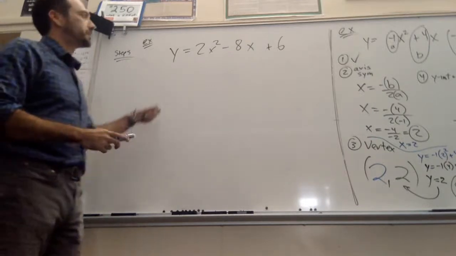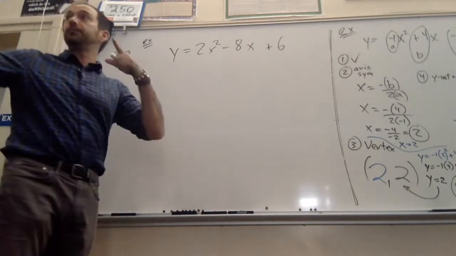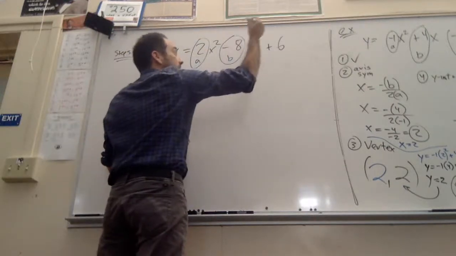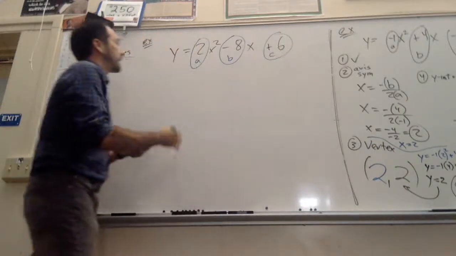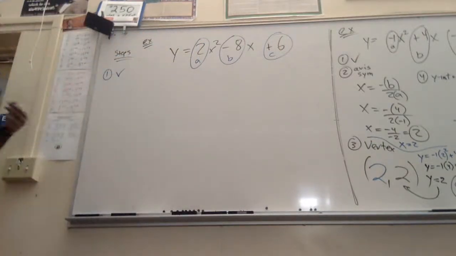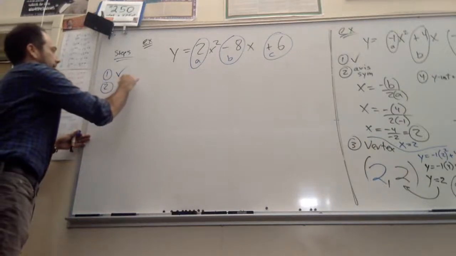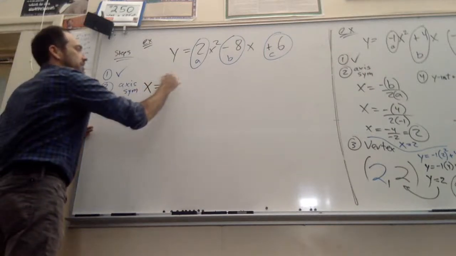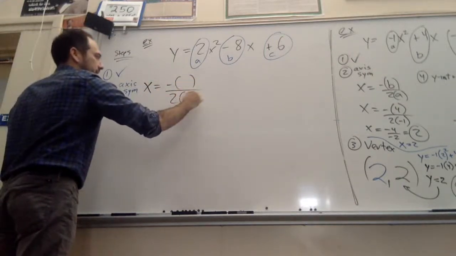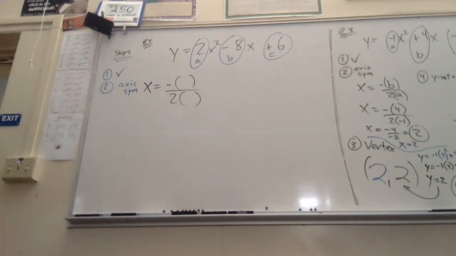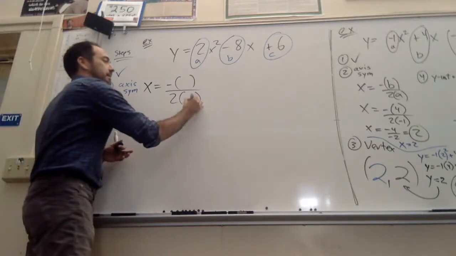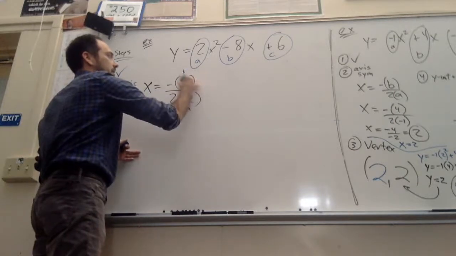So it actually does. Let's do this one. What's my A? 2. What's my B? -8. C? 6. Okay. Did we do step 1? Yes. Step 2, axis of symmetry. X is equal to negative. Put something in there. What goes in those two spots? Which spot does the 2 go in? The bottom. We know that's A. We know that's B. Good.